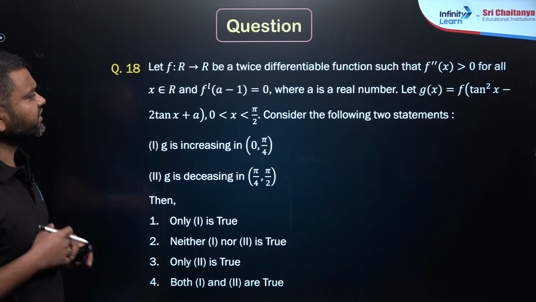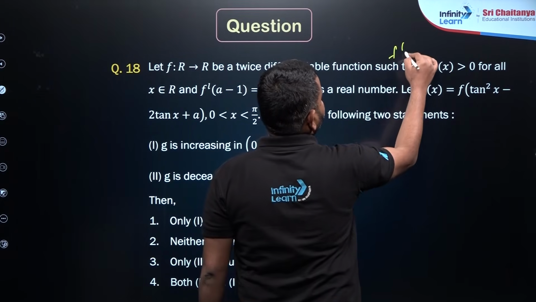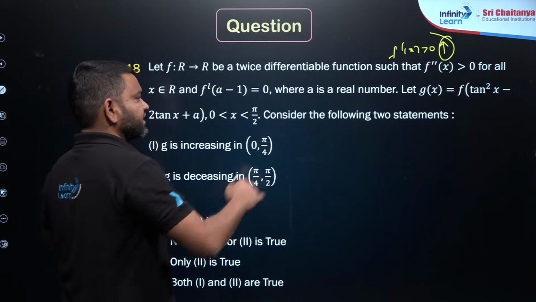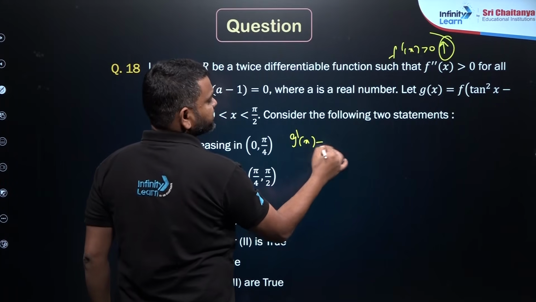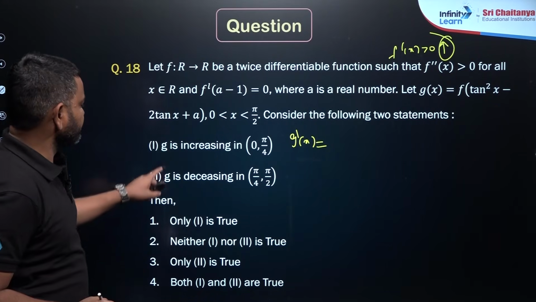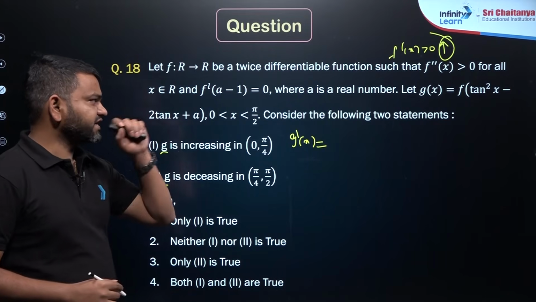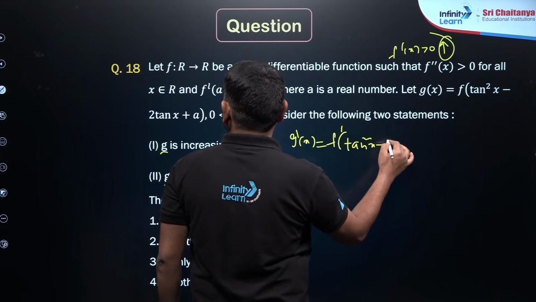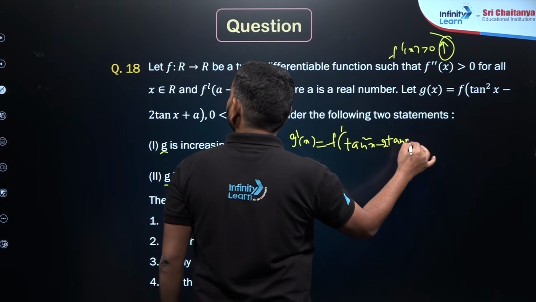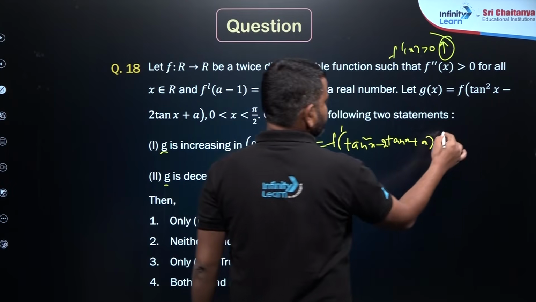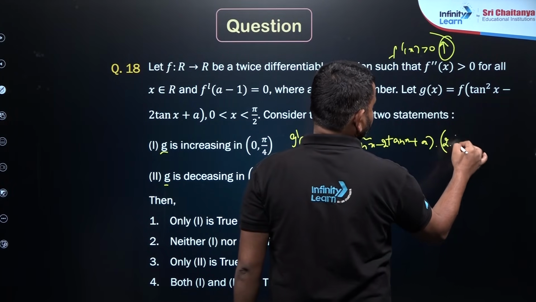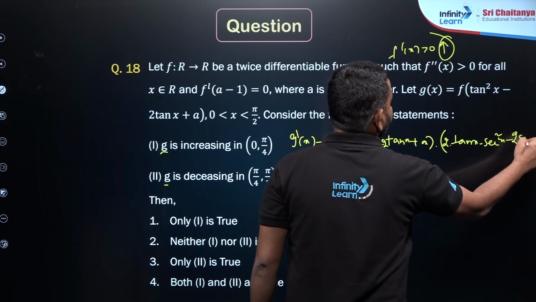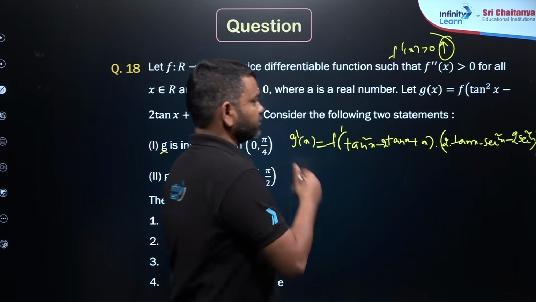You have, this is a twice differentiable function, which means f dash x is going to be greater than 0. This is going to be an increasing function. If it is an increasing function, I have to talk about g of x. If I am differentiating g of x here, because g of x is what we are asked to solve, g dash x if I am doing, we are going to get f dash of this tan square x minus 2 tan x plus a multiplied with the differentiation of this. So this is going to be 2 tan x into secant square x minus 2 secant square x is what I am going to get.